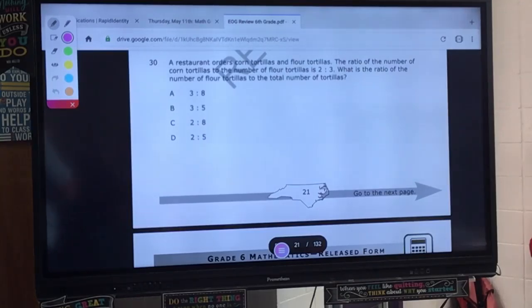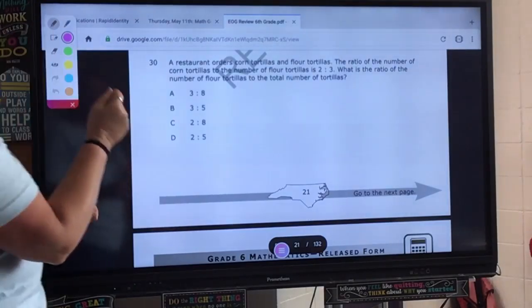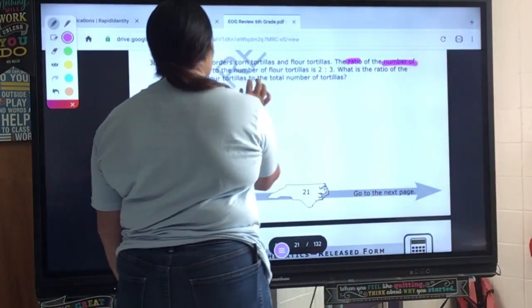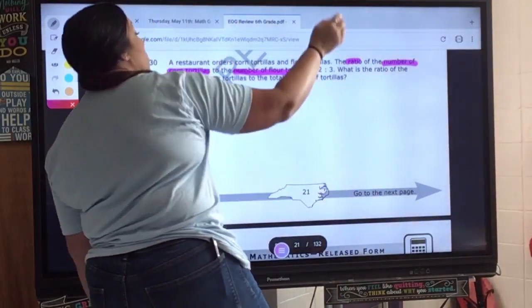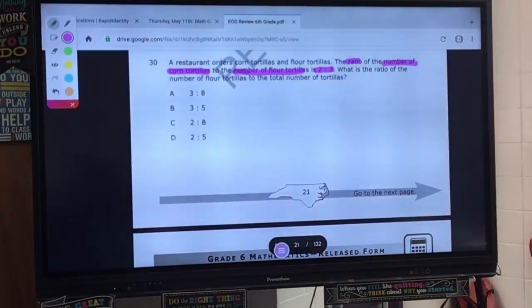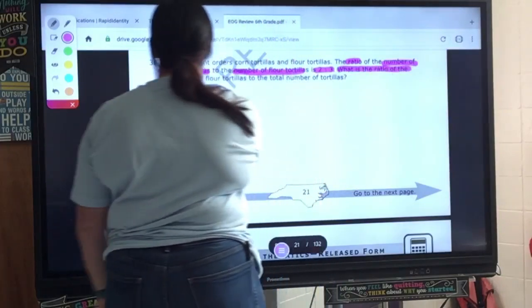So what's important here? Number of corn tortillas to the number of flour tortillas. Alright, so you gotta make sure you have the word ratio. So number of corn tortillas to the number of flour tortillas is 2 to 3. Alright, what else is important? What is the ratio of the number of flour tortillas to the total number of tortillas?